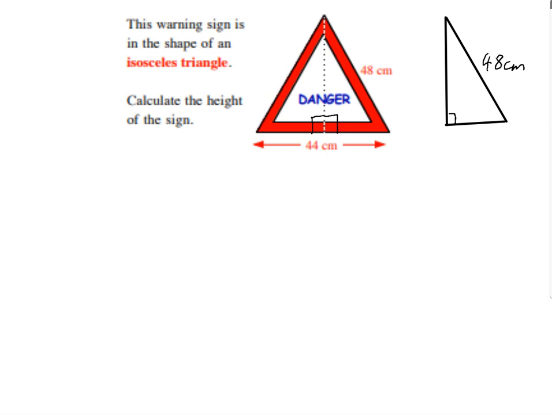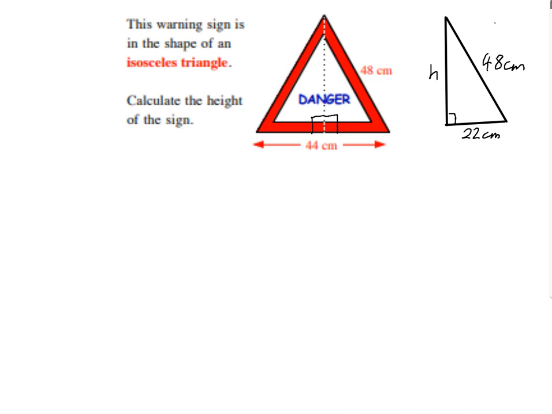Now the base, this is where you have to be a little bit careful, because we are given the measurement for the whole length of the base of this triangle. But this dotted line, which makes up this line here of our right angle triangle, meets in the middle because it's an isosceles triangle and they're symmetrical. That means that this base is half of the 44. So that is 22 centimetres. And we're asked for the height of the sign, so we'll just use h because it's the height.